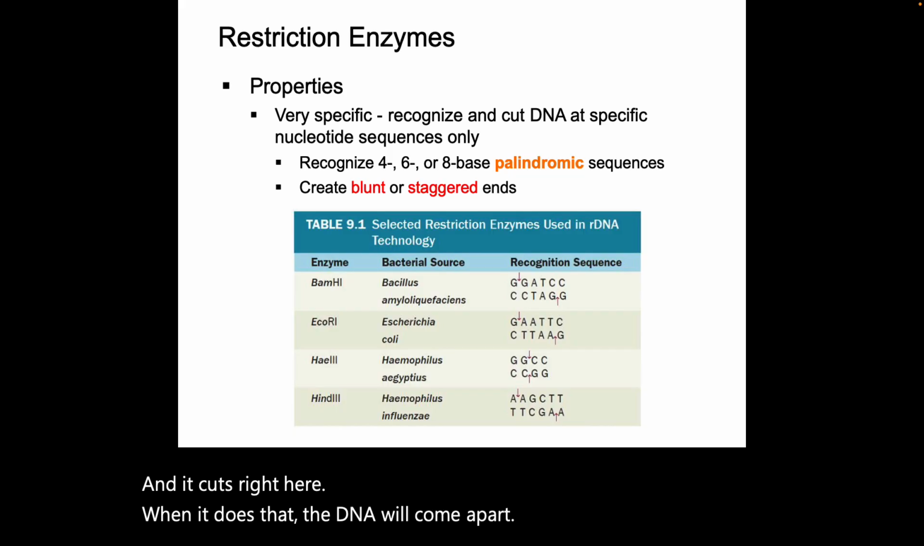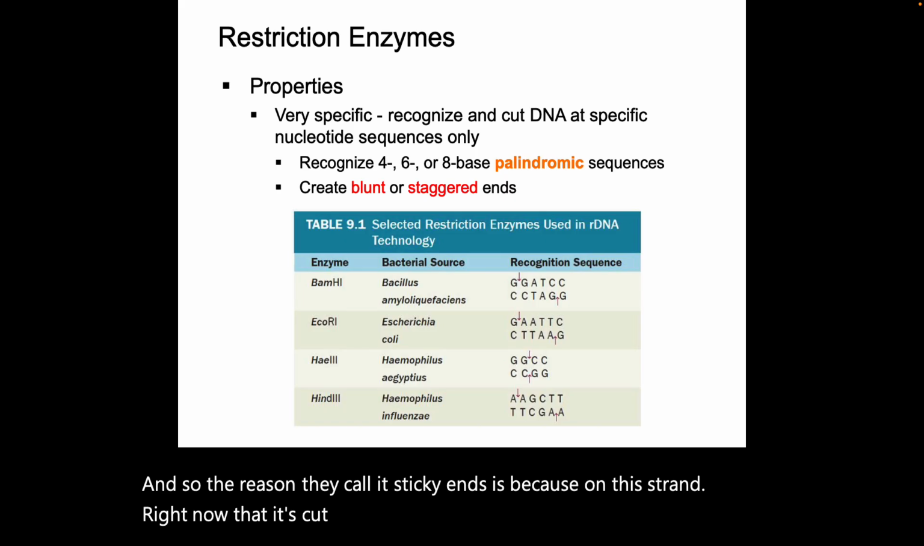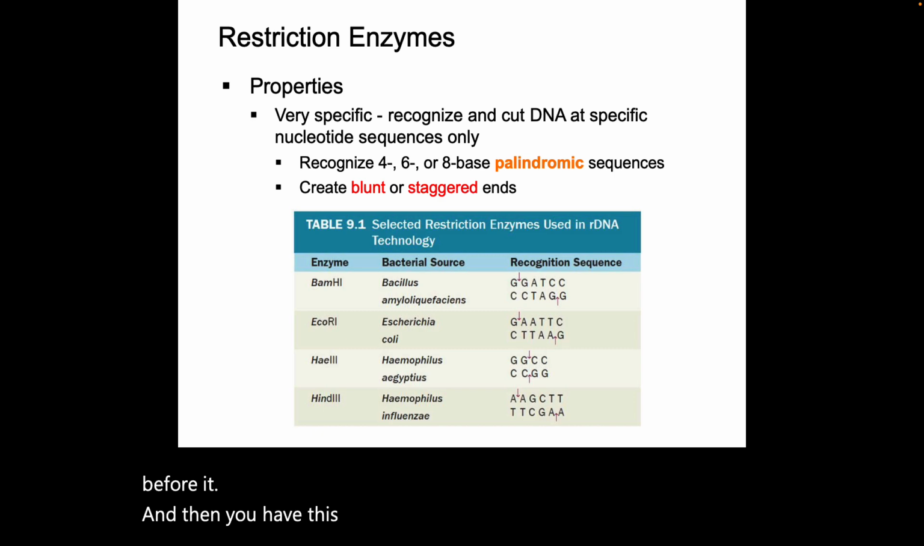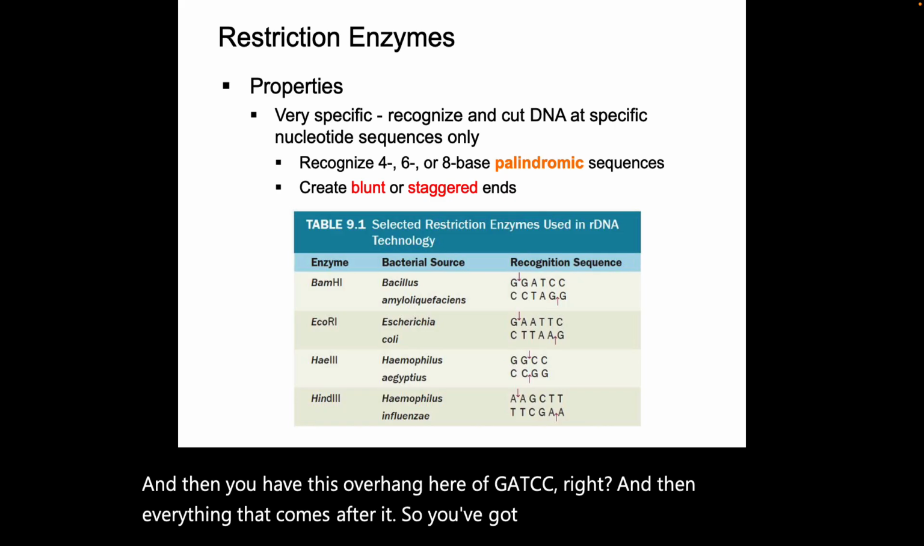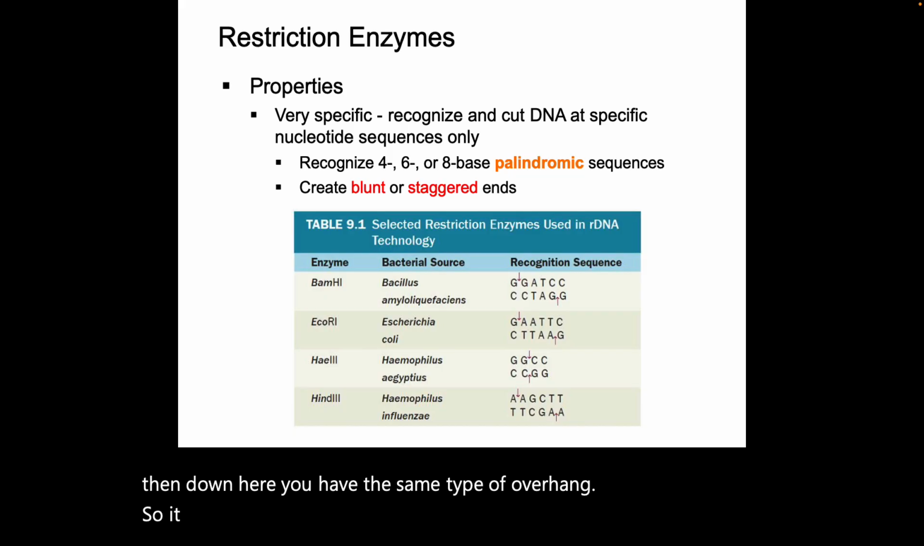And so the reason they call it sticky ends is because on this strand, now that it's cut apart, you have G and then everything that came before it. And then you have this overhang here of G, A, T, C, C, and then everything that comes after it. So you've got this little overhang, and then down here you have the same type of overhang. So it doesn't cut both strands in the same place. It cuts one strand over here and one strand over here.